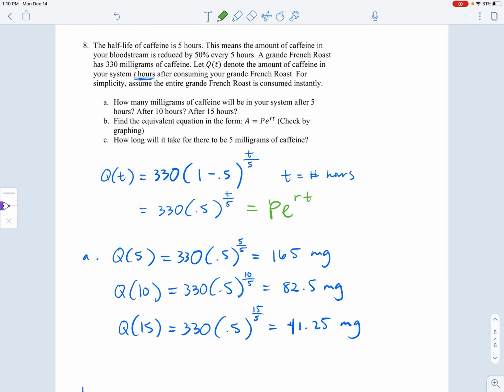and you don't have 330 milligrams in your system up to that first period of 5 hours, right? You don't go from having 330 milligrams all the way up to 5 hours having passed and then it immediately is cut in half. You're losing a small amount, or the amount in your system is decreasing constantly.